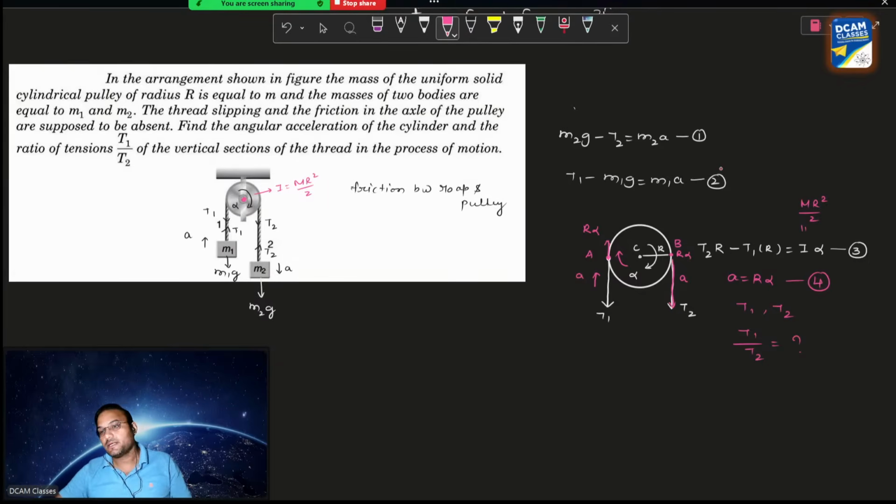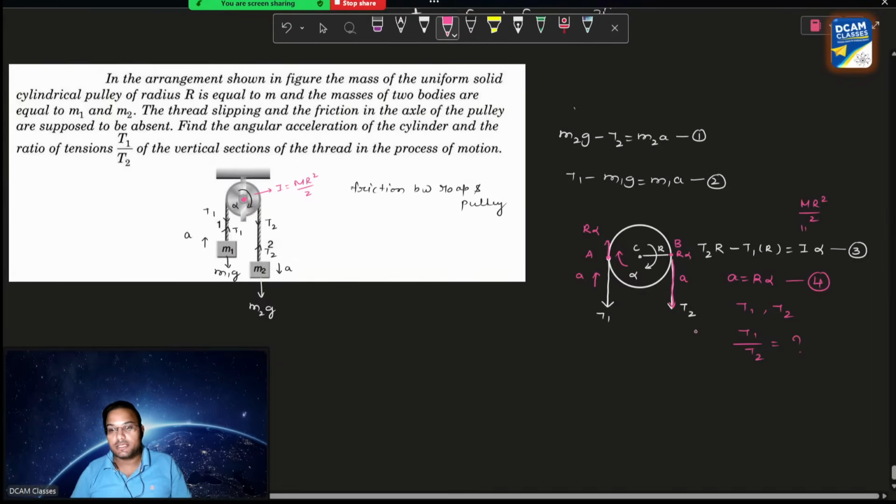This is the only tricky part. This thread is moving up with the acceleration A. Also, this point of the pulley has acceleration R alpha. So, if there is no slipping, the acceleration of the string should be equal to the acceleration of this point, A here. Similarly, the thread is moving down with the acceleration A here in the right part, and this point of the pulley also has the acceleration R alpha. So these two should have the same acceleration for no slipping.